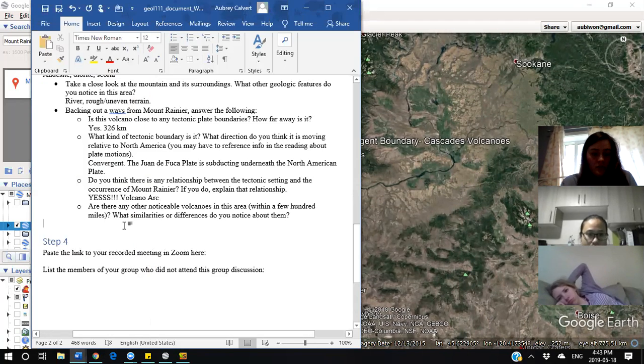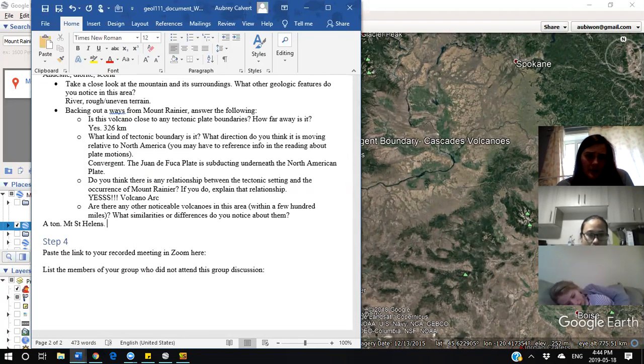Are there any other noticeable volcanoes in this area? Yeah, Mount St. Helens, one of the notable ones. I can list a few more. Less than a minute. It's okay, we don't have to rush.